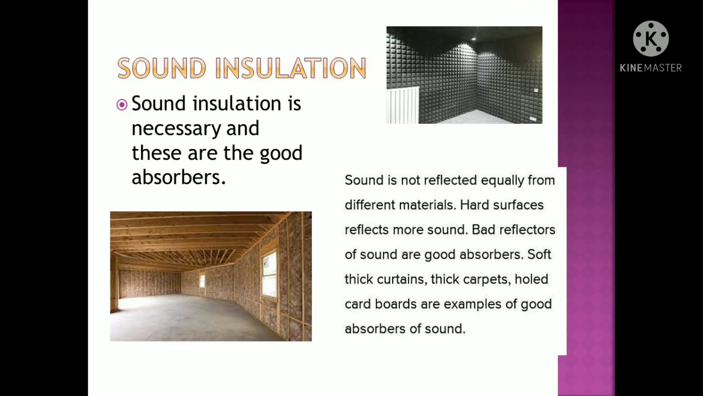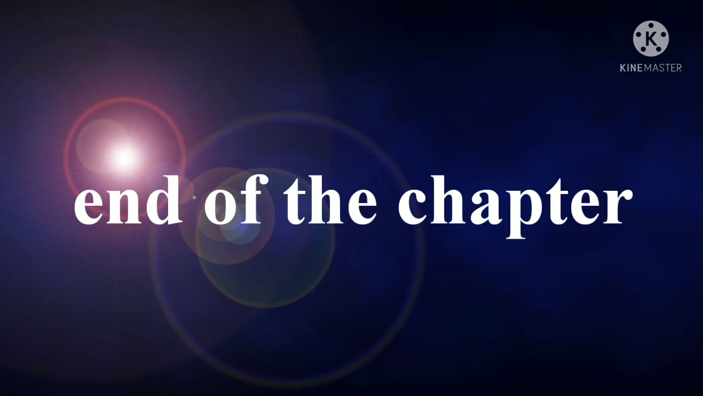So see here, sound is not reflected equally from different materials. Hard surfaces reflect more sound. Bad reflectors of sound are good absorbers. So soft, thick curtains, thick carpets, and hardboards are examples of good absorbers of sound. So sound insulation is very necessary and useful in some other places too. They cover the walls and ceiling with these absorbing materials. Okay. So sound insulation is also necessary for us. This is the end of this sound topic; we have ended here.